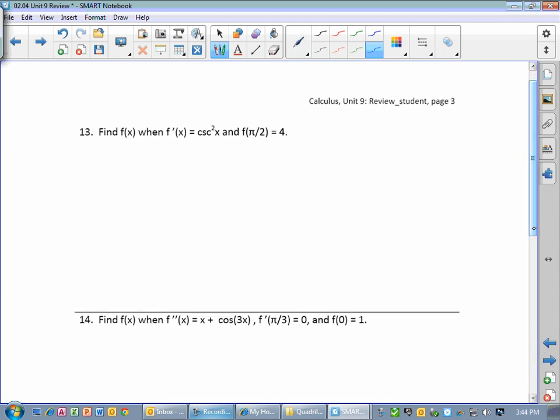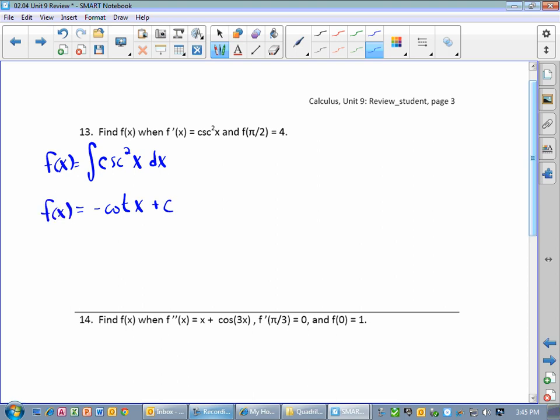Next, find f of x when f prime of x equals cosecant squared and f of pi over 2 equals 4. So again, we want to integrate our derivative. So f of x is equal to the integral of cosecant squared x dx. The integral of cosecant squared is negative cotangent x plus c.